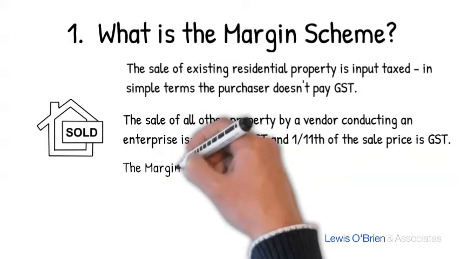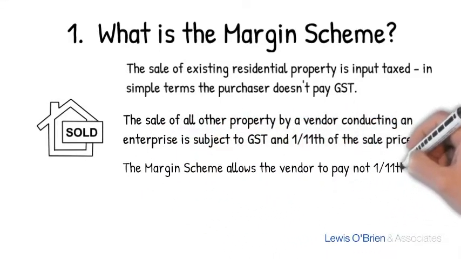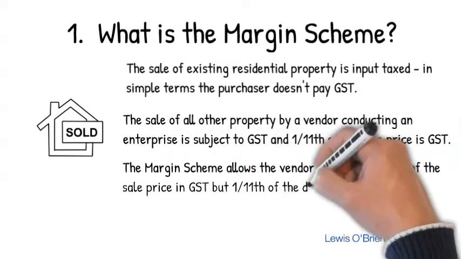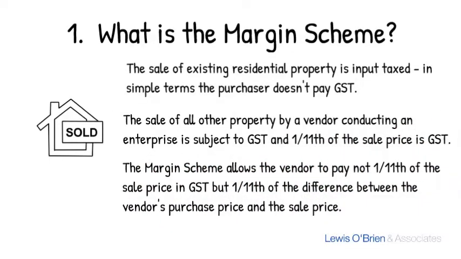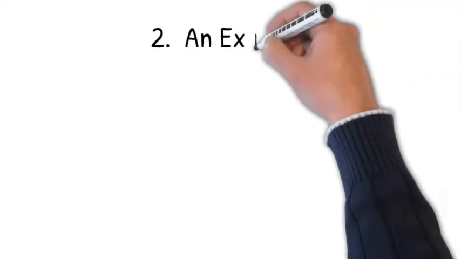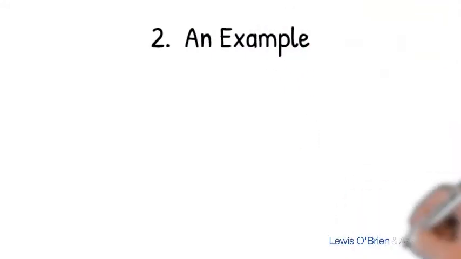The margin scheme then applies a slightly different alternative. Instead of paying 1/11th of the overall sale price to the tax office, you may, if the margin scheme applies, elect to remit 1/11th of the difference between your sale price and your purchase price as GST to the tax office. All of this might make a bit more sense if we work through an example.